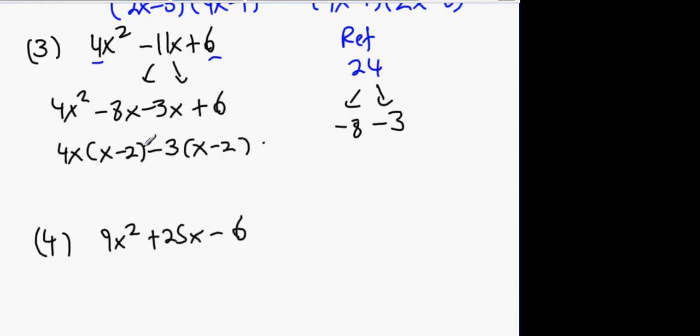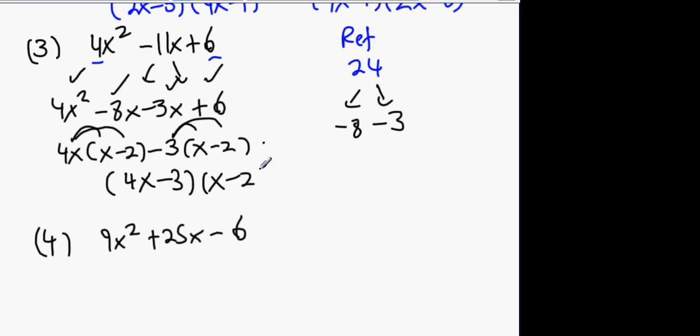Now let's do a check, Connor. We're going to get somebody to do a check. Oisin, will you do this check for me? 4x by x? 4x multiplied by minus 2? Grand. Minus 3 by x? And minus 3 by minus 2? So you tell Connor he's correct up to this point. Right, Connor, finish it off for me. In the first bracket, it's 4x minus 3. Second bracket, x minus 2.